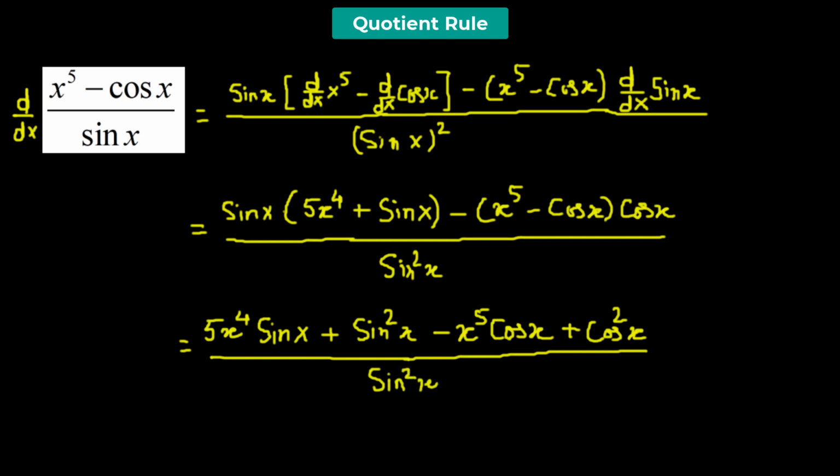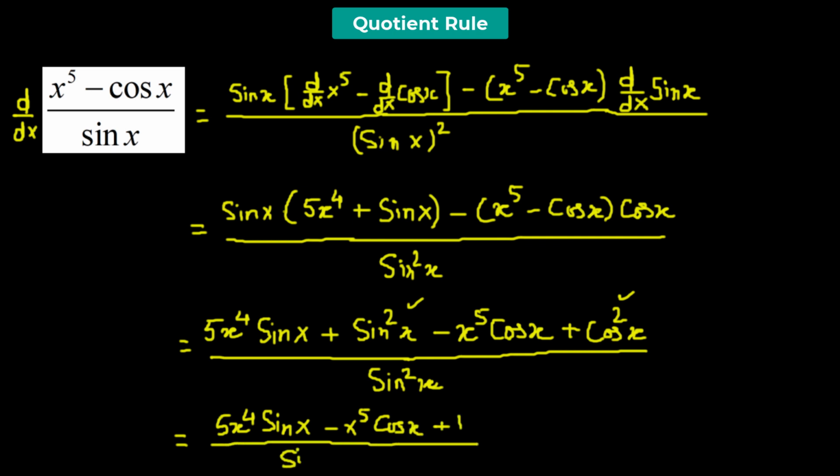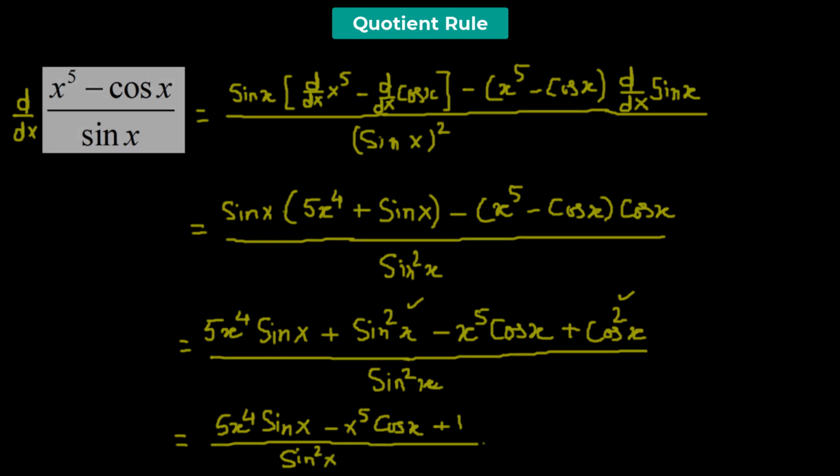Now sine squared x plus cosine squared x in the numerator will be equal to 1. So we have 5x raised to the power of 4 times sine x minus x raised to the power of 5 cosine of x plus 1 divided by sine squared x. So this is the derivative. Let's move on to the next question.